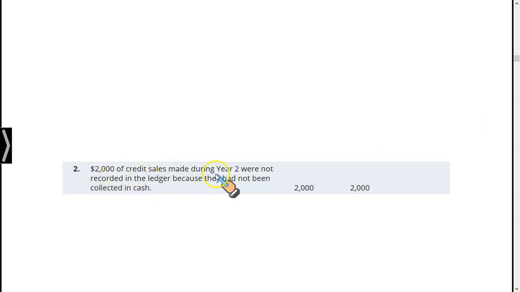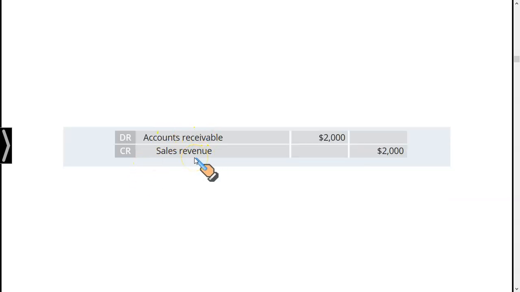$2,000 of credit sales made during year 2 were not recorded in the ledger because they had not been collected in cash. So $2,000 was earned but not yet received, so it has to be recorded as an account receivable. So debit accounts receivable and credit sales revenue to match the revenue earned. Debit accounts receivable, credit sales revenue.